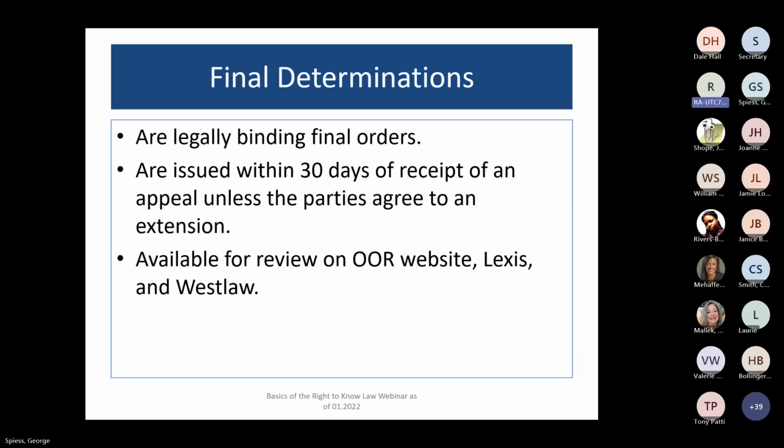Let's finish this up today now. The product of an appeal is what's called a final determination. We're required to issue them within 30 days. We may occasionally request an extension. These are legally binding. They carry the weight of law. They look like just what you would see coming out of your common pleas court at your county level, and no different.